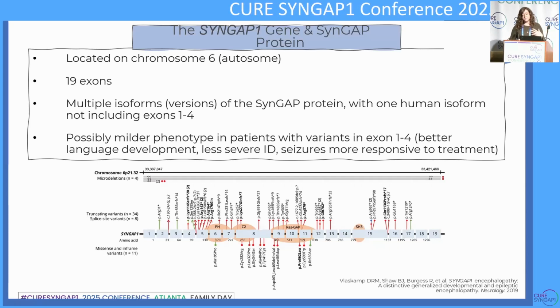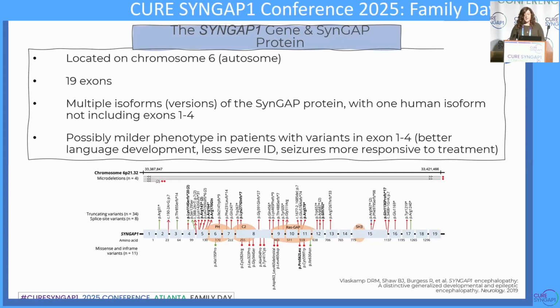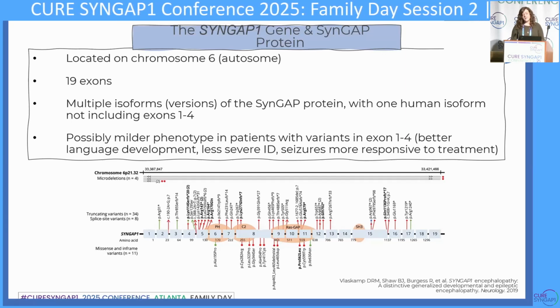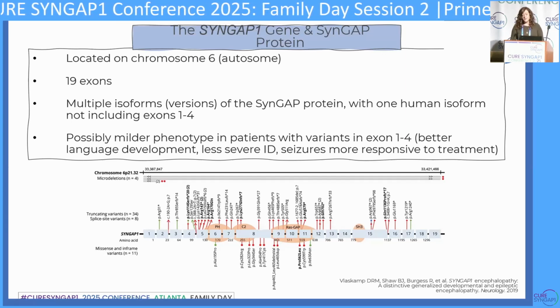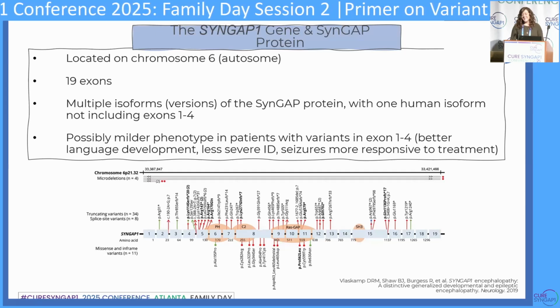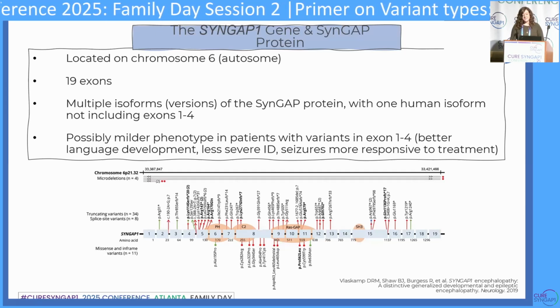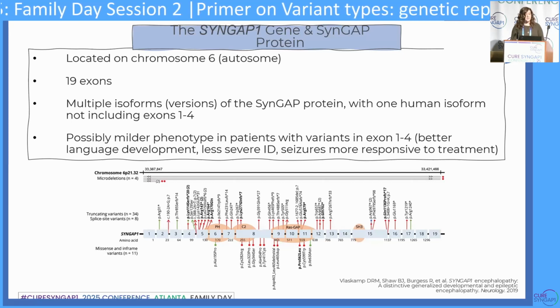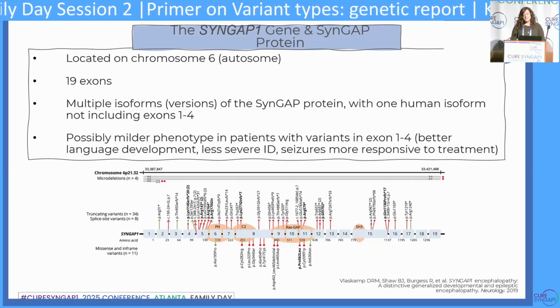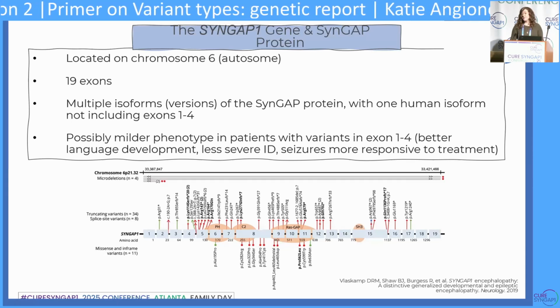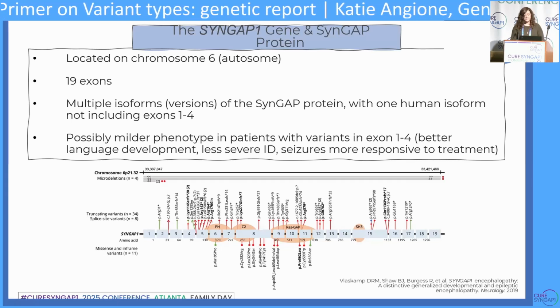Syngap has multiple versions of the protein that it makes, so we call these isoforms. And there is one isoform that is prominently expressed in humans that does not include exons 1 to 4. So I think this is something that a few physicians touched on yesterday. There are some hypotheses that the presentation in patients who have changes within those first 4 exons might be a little bit more mild because those exons are not being utilized in every version of the protein.